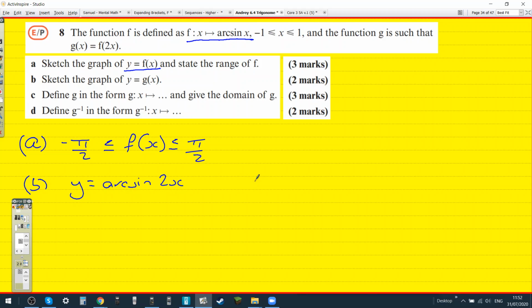And how would you sketch that? Put it into my calculator. I'm fine with that, and I believe it would be a stretch in the x direction, scale factor a half, and so the x values would be halved. So would it be minus a half? Yeah, it's a half. They didn't ask for that, but yeah. And I think that, yeah, it's squashed in by half. Okay, question C.